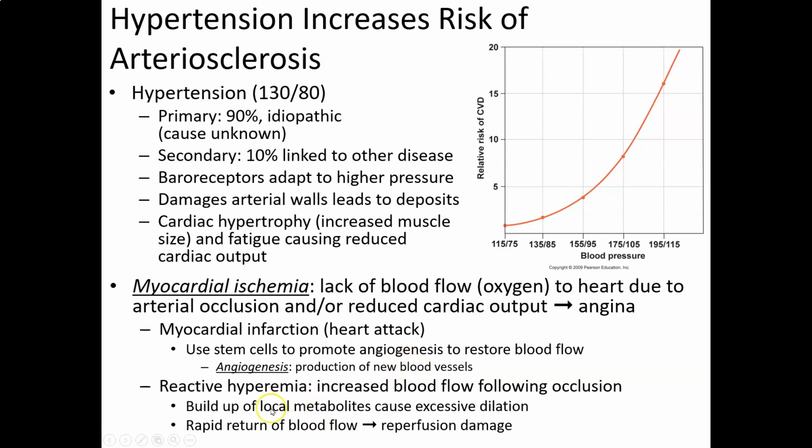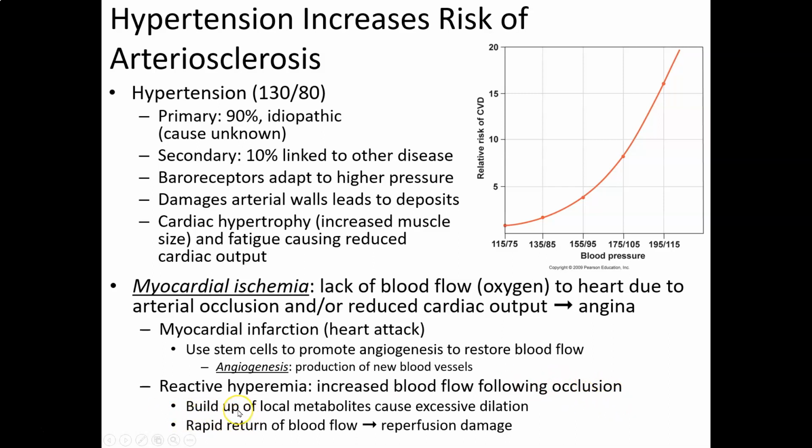A couple other things that we can see that cause problems. One of those is called reactive hyperemia. Don't confuse this with active hyperemia. They look almost exactly the same except for that RE, those first two letters. Active hyperemia was an increase in blood flow due to an increase in metabolism, an increase in metabolic need or demand. Reactive hyperemia is an increase in blood flow following occlusion. And this creates problems for a number of different reasons.